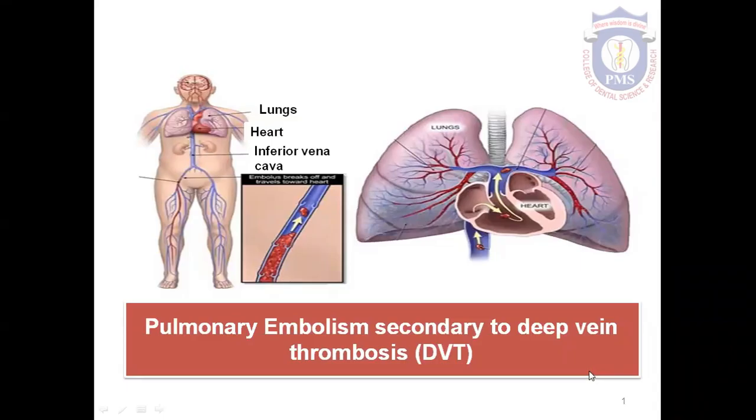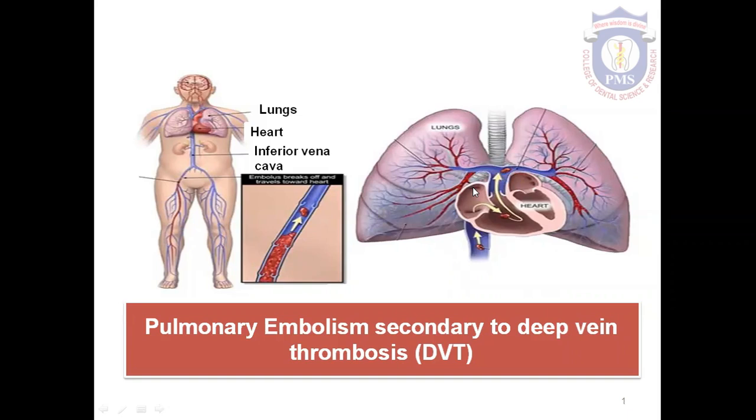Dear students, today we are going to learn about a very important drug, heparin, which is a parenteral anticoagulant. It is used in the treatment of pulmonary embolism secondary to deep vein thrombosis. From this picture, you can see a thrombus formed in the deep vein, which is getting dislodged to form an embolus. And this embolus is getting deposited in the pulmonary blood vessels.